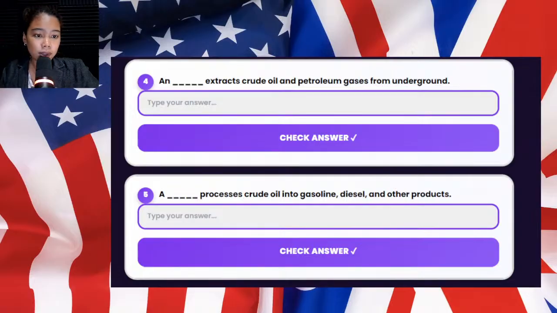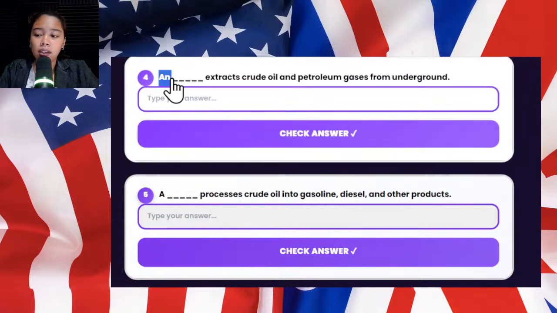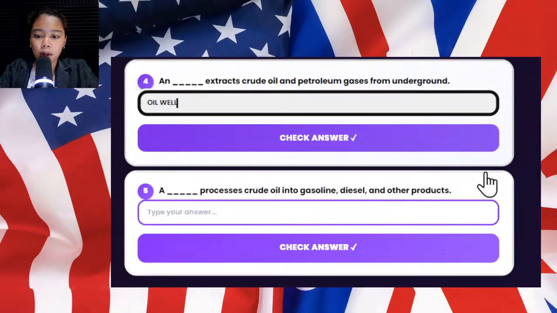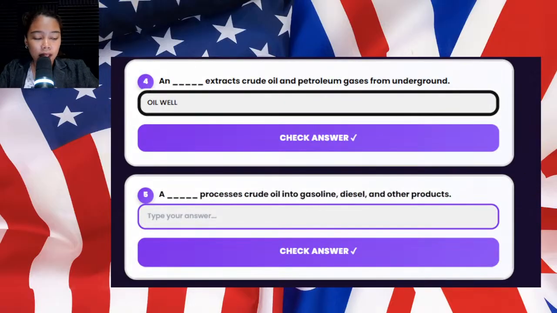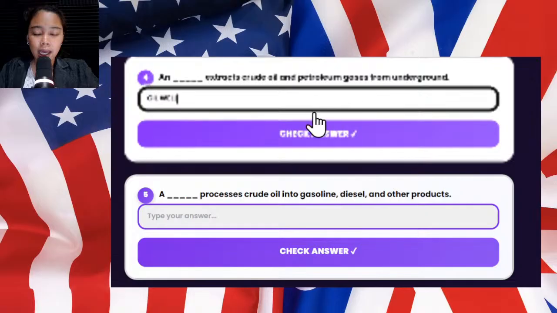Okay, what is our answer here? Again, the sentence is: An blank extracts crude oil and petroleum gases from underground. Since we're using the article "an," the next word should start with a vowel. So it could either be A, E, I, O, or U. Now the answer here would be oil well. Okay, that is oil well. So an oil well extracts crude oil and petroleum gases from underground.